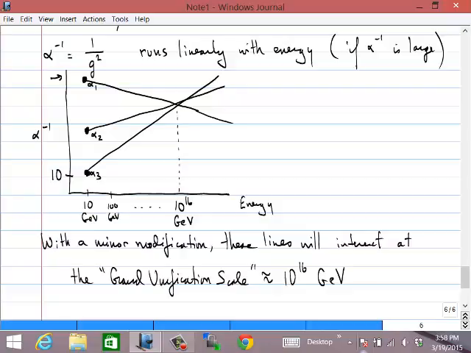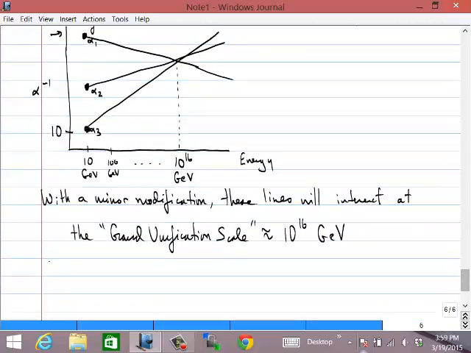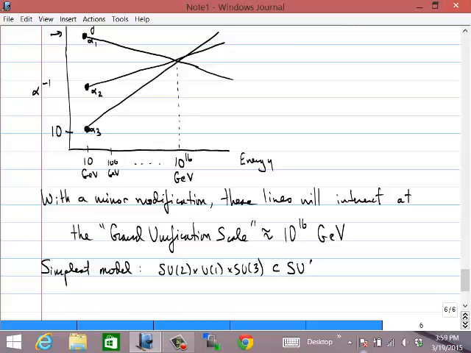And the fact that these three lines just about meet has been taken as evidence for this idea that, in fact, all three of these gauge fields are just different low-energy manifestations of one more fundamental gauge field. Okay. So in the simplest model, which is that proposed by Georgi and Glashow, the SU2 times U1 times SU3, they all get unified into one glorious SU5 gauge theory.